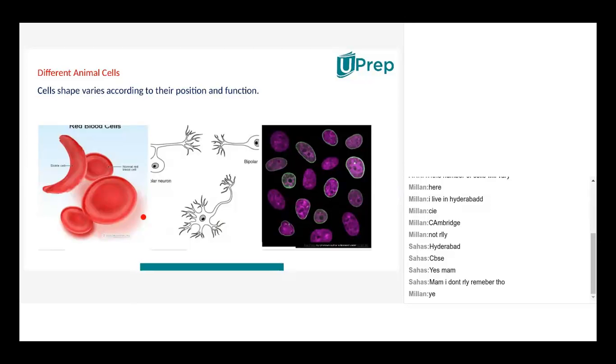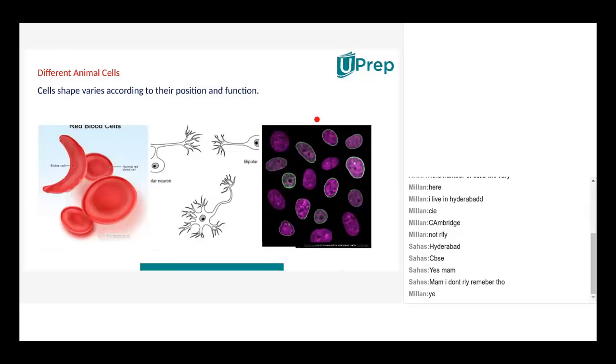Best example, if you take the red blood cells, they're usually in biconcave shape. And when you take the nerve cell, we already discussed this, there will be branched structures like this. And cartilage or muscle cells will be looking like this, of numerous different shapes. So within the same organism, you have different cell shapes according to their function.